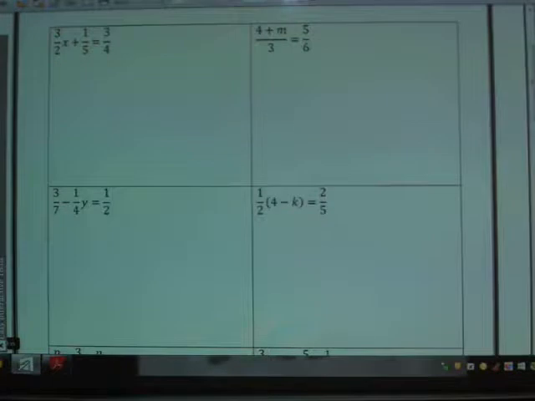3/2 x plus 1/5 equals 3/4. So we'll start off doing that common denominator I've talked about. Remember, to find the common denominator, you're finding the least common multiple of the denominators, the least common multiple of the bottom numbers. So in this case, we'd be talking about 2, 5, and 4.